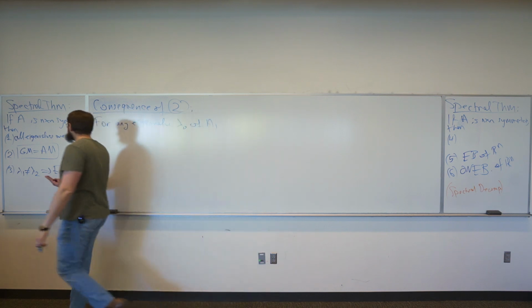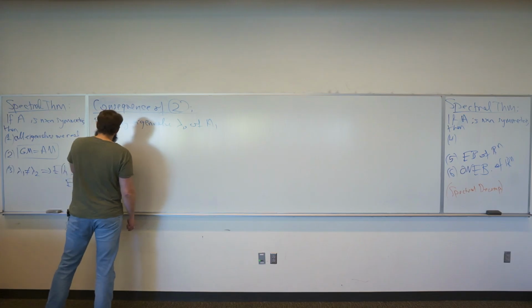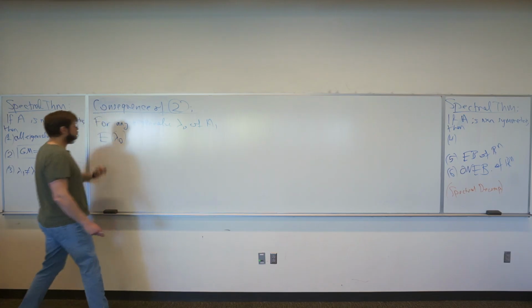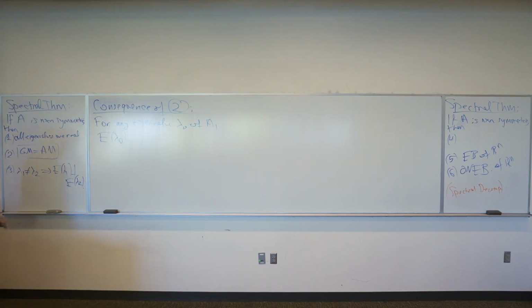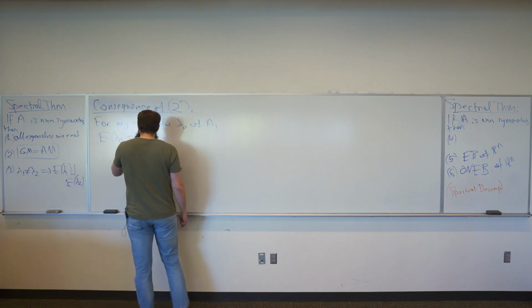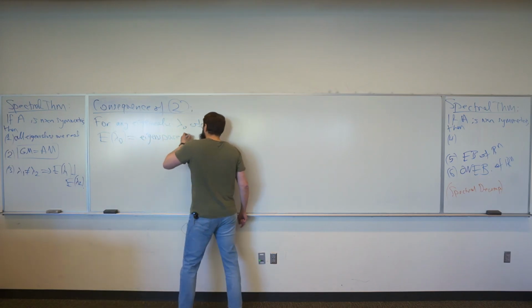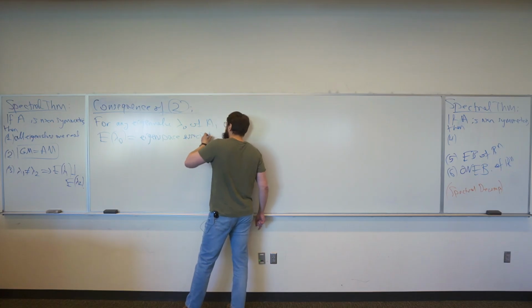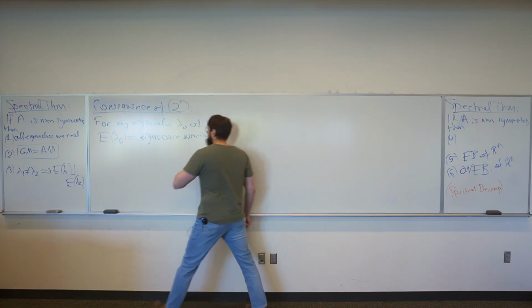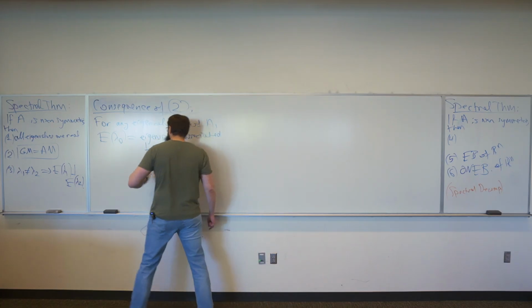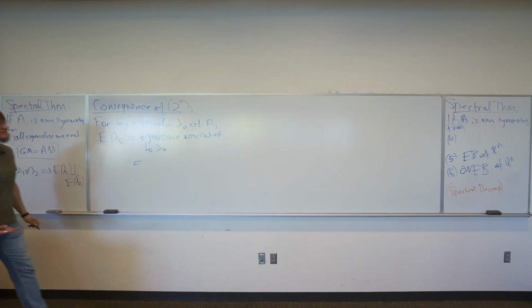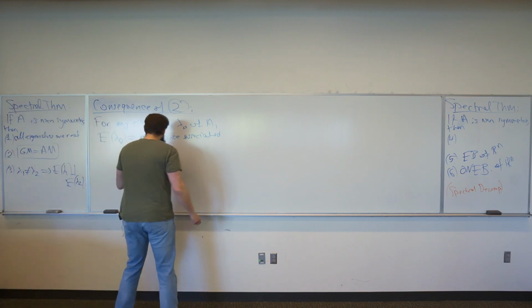Well, I can look at the eigenspace associated to lambda 0, right? So this is the eigenspace associated to lambda 0, which literally is defined as the null space of lambda 0 identity minus A.